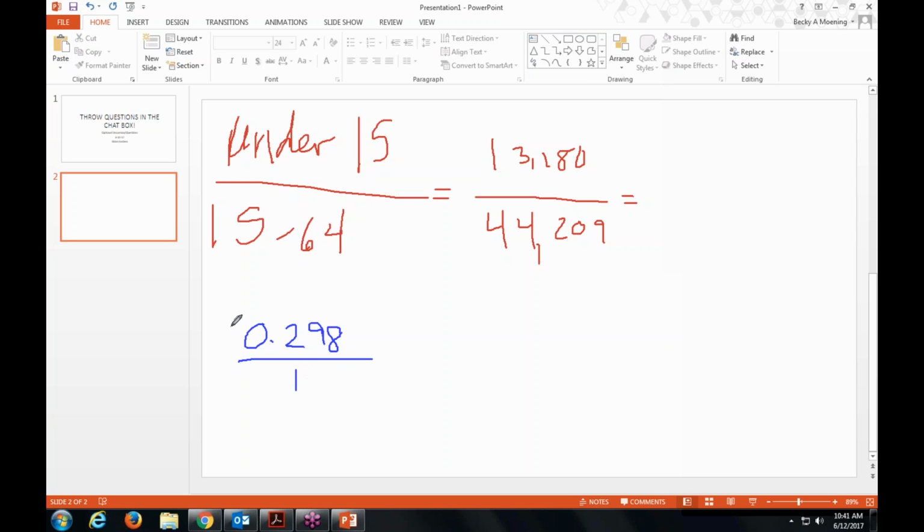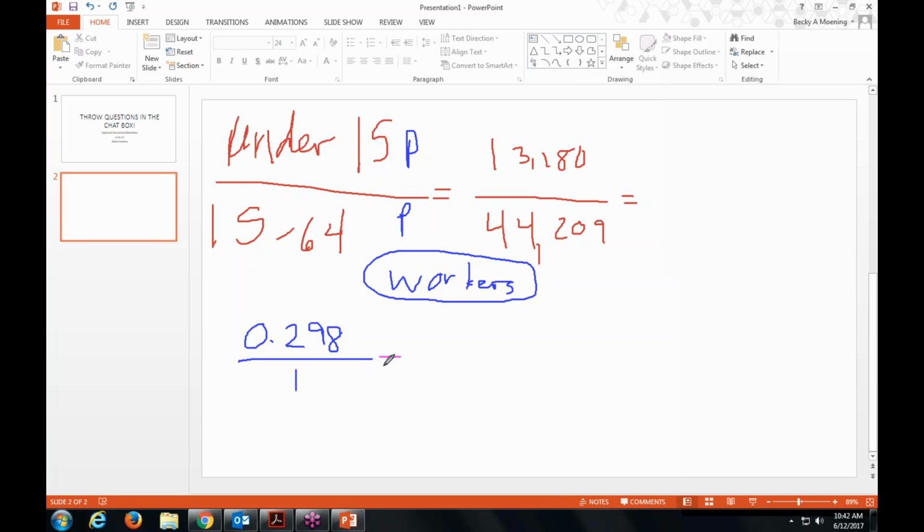Now, just thinking through what this number means, the top represents children. So 0.298 children are dependent on every one worker. The dependencies always talk about workers. So when you're doing your interpretation in the last part, you have to be comparing to workers. And these are both parts of the population, so we have a part-to-part ratio. It has to be a fraction, no percents.